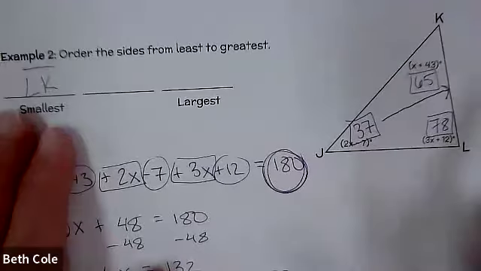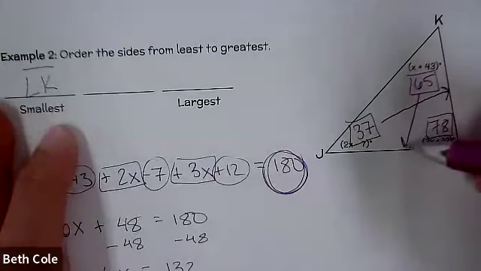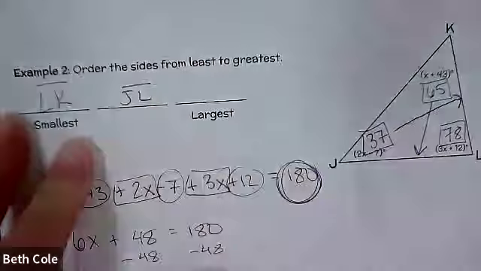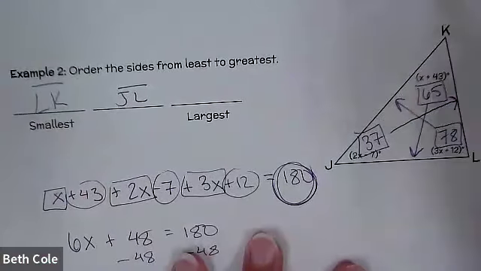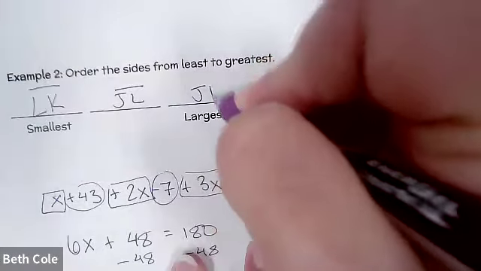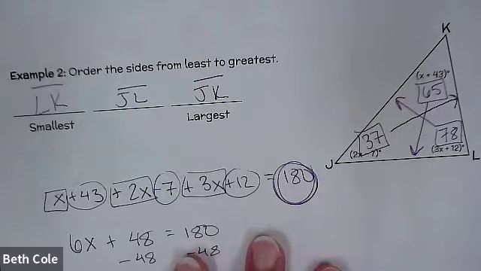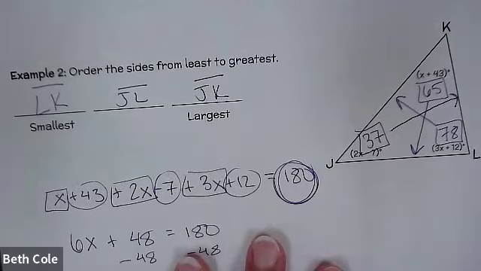All right, so LK. All right, which one is the medium one? Like 65. Okay, across from the 65 is JL. Good job. And then 78 was the biggest one. Across from the 78, KJ or JK, it really doesn't matter. Okay, cool. Let's flip over and try another one.